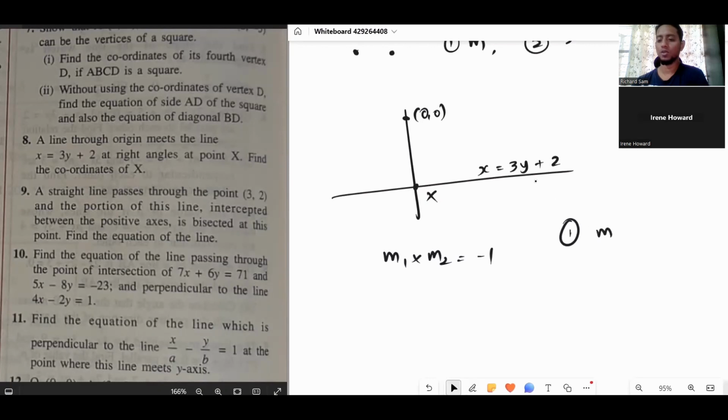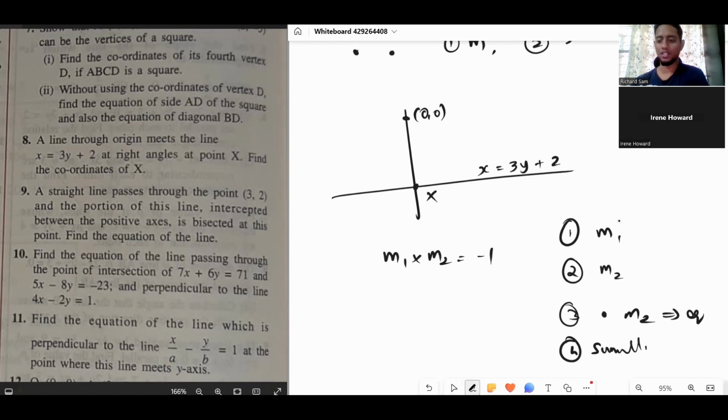Find the slope of this line. Second step, find the slope of the second line using this formula. Third step, find the equation of this line using the point slope formula. And the fourth step is to solve the simultaneous equations to find the coordinates of point x. Long, right? The question looked very small, but solving it is very big. Let's do this one question and then we'll end.